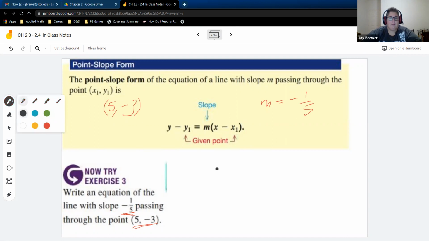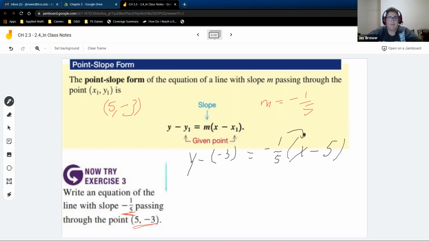So we're going to go y. This y is from the formula and it stays minus a -3. See, we have a negative in the formula, and then we also have a negative for our given y. So it has to be negative. So we're going to change that in a minute. Then your slope times x, this x is from your formula. It's not going to change. Minus 5.